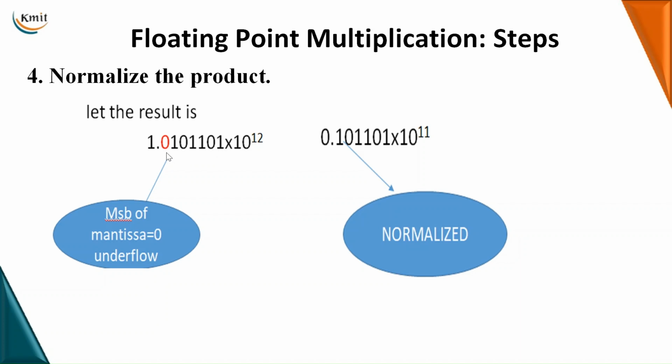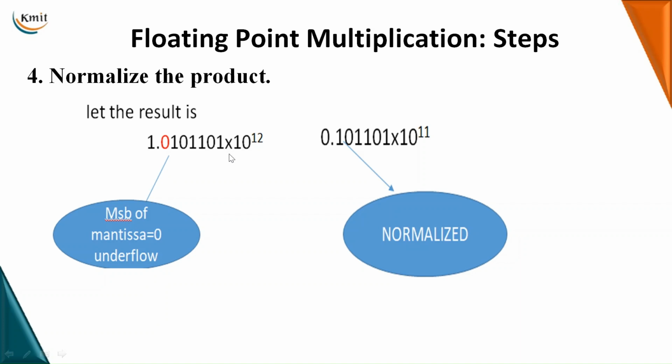In the multiplication algorithm, there is no possibility of an overflow. So you need not check the overflow condition. But there is a possibility of an underflow, which is checked by looking at the MSB bit of the mantissa part. So if the MSB is 0, it means there is an underflow situation. It means that particular product is not in a normalized form. So in that case, you need to normalize the product.